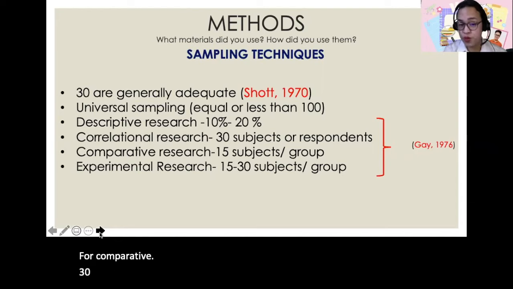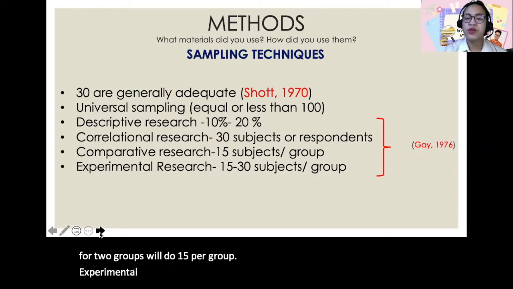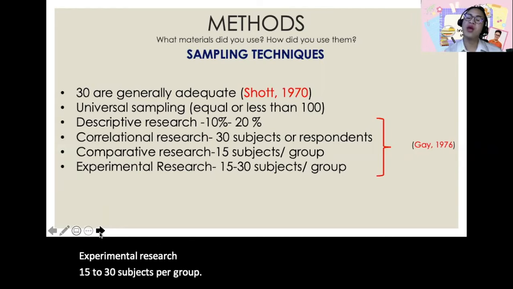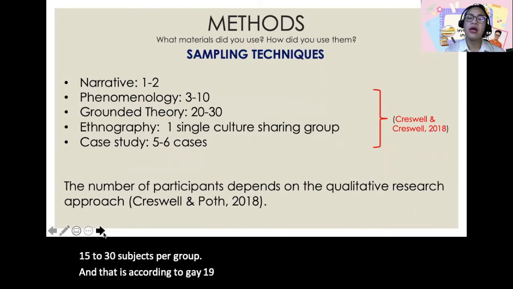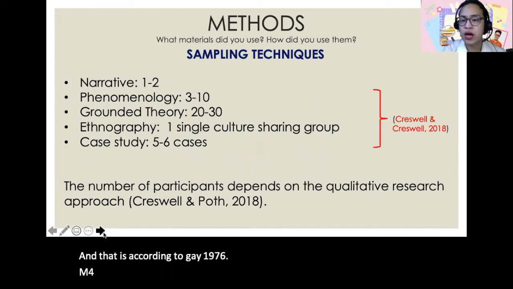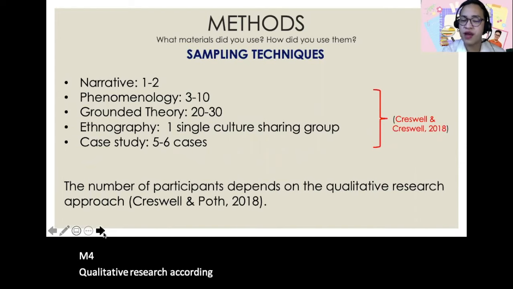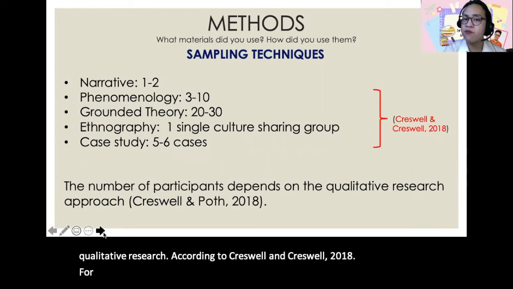For two groups, 15 per group will do. Experimental research, 15 to 30 subjects per group. And that is according to Gay 1976. And for qualitative research, according to Creswell and Creswell 2018, for narrative analysis, you may have 1 to 2.